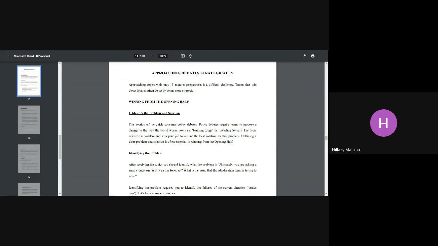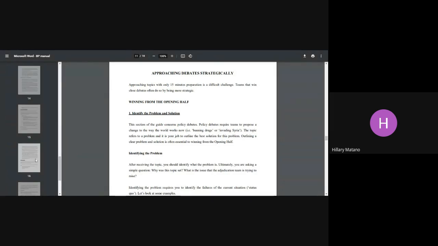Good. Another thing, just for the start, you also need to note that as the teams are preparing, they are not allowed to consult each other. The opening government cannot consult the closing government in the preparation. Neither can the opening opposition consult the members of the closing opposition. You need to prepare independently.